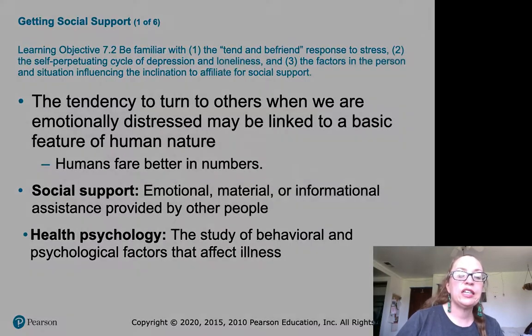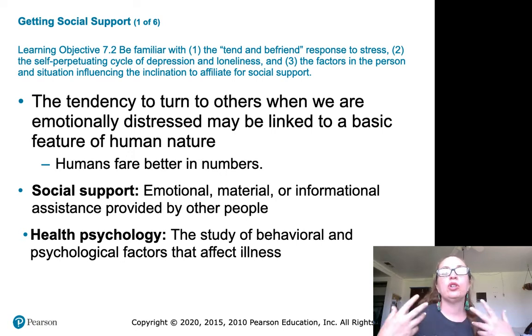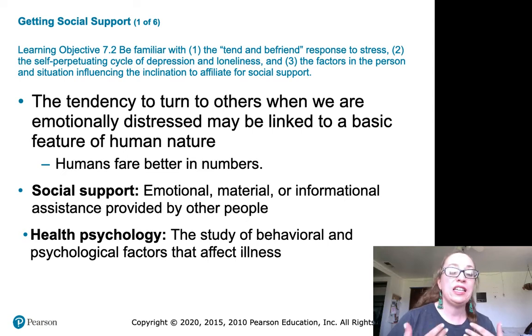All right, let's talk about getting social support. When do we reach out to friends and how does that happen? So we are most likely to reach out to another person when we're emotionally distressed. And this may be genetically programmed, and I don't think it's maybe, I think it is a genetically programmed basic component of being human. We do better in numbers, we do better in social situations, and the more stressed we are, the more we need those people around us.